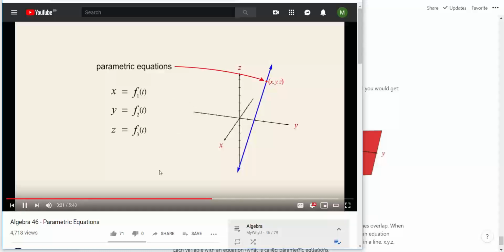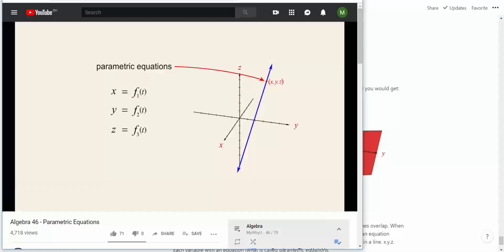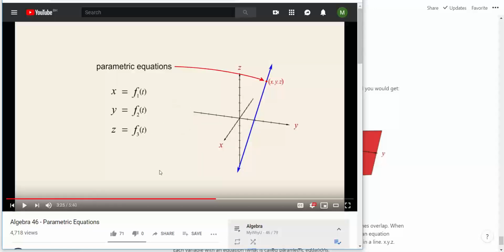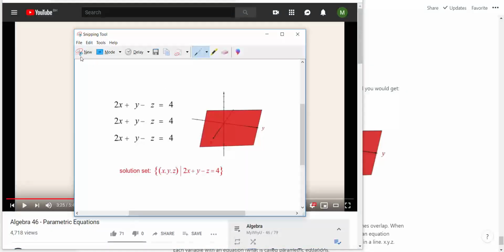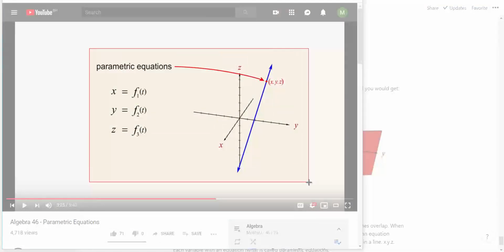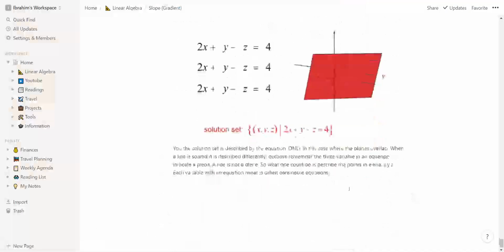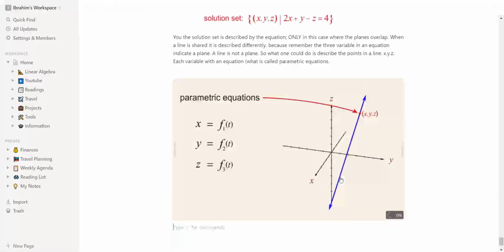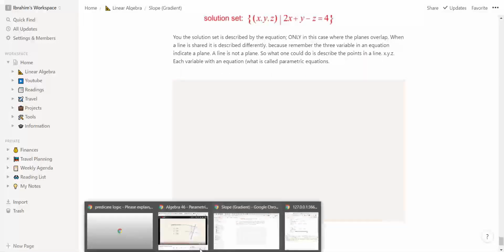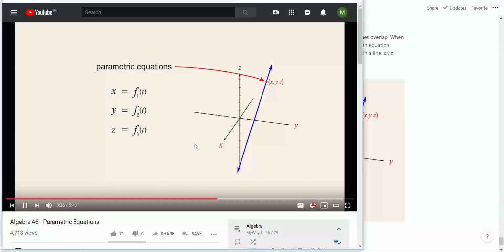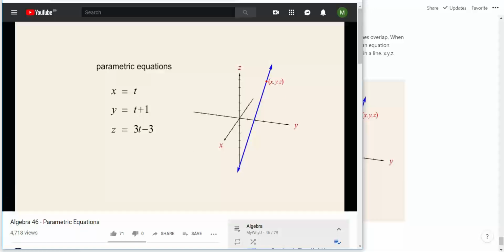For example, the values of x, y, and z could be equal to t, t plus 1, and 3t minus 3. So each value of t corresponds to an ordered triple, which describes the position of one point on the line.